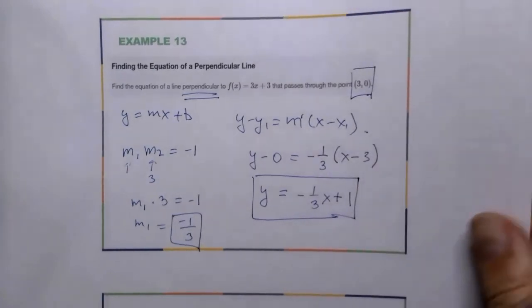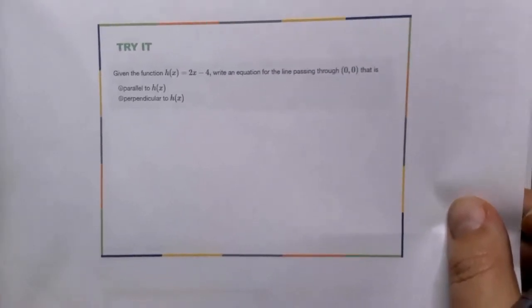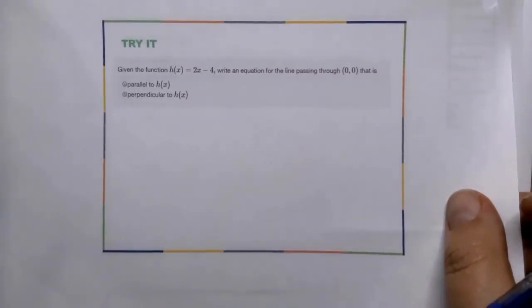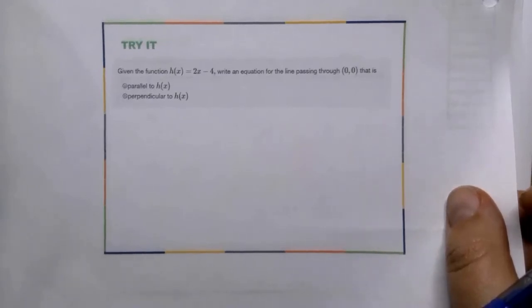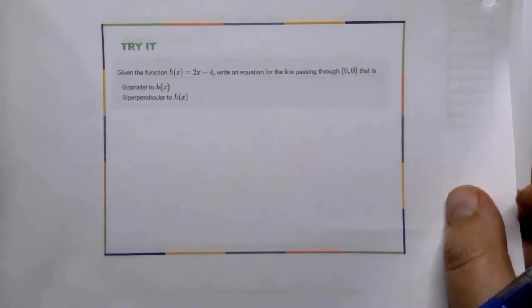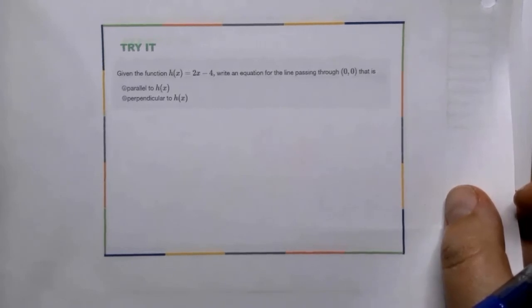All right. So I want you to try this problem yourself. It says, given the function h of x equals 2x minus 4, write an equation for the line passing through 0, 0. Okay, and actually they wanted to write two different lines. One is parallel to h and another one perpendicular to h. So again, you have a point, you need the slope, and the slopes will be different for parallel and perpendicular lines. Go ahead and try it.